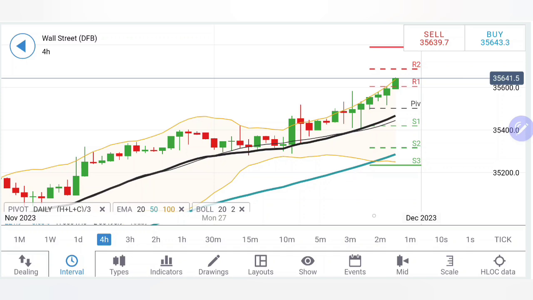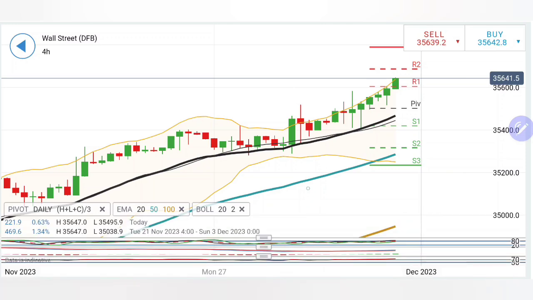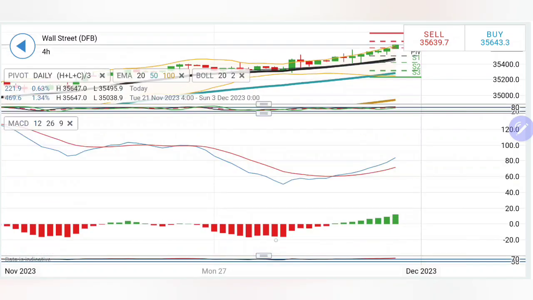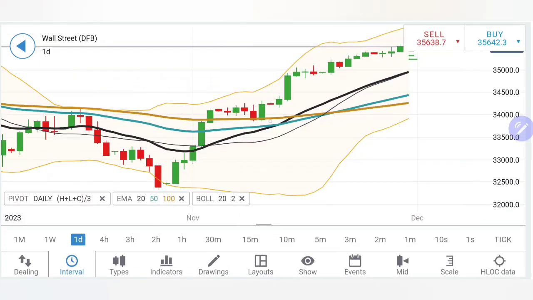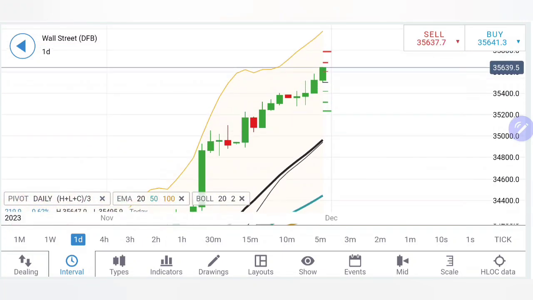Be watchful, be careful. So far, US30 has taken support from the 20-period moving average, and thus it is trying to diverge from these moving averages. The stochastic is overbought, MACD divergent and bullish. RSI is overbought as well. See, though things are overbought, it is still continuing with the bullish momentum.